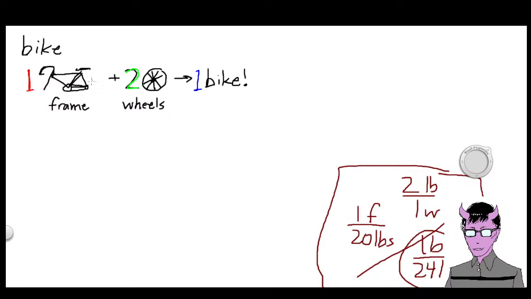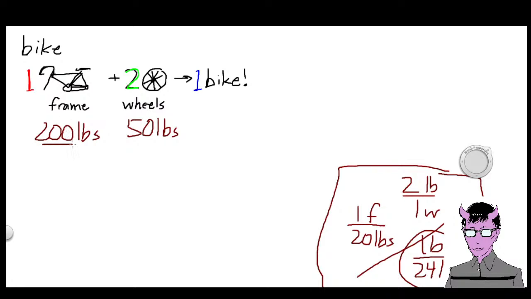Okay, so let's do an actual problem again. For how many frames do you have, we got 200 pounds worth of frames, and we're going to have 50 pounds worth of wheels. So I'm not going to ask for pounds of bikes. Let's just ask how many bikes can we assemble. So remember to distinguish between weights and actual counting amounts.